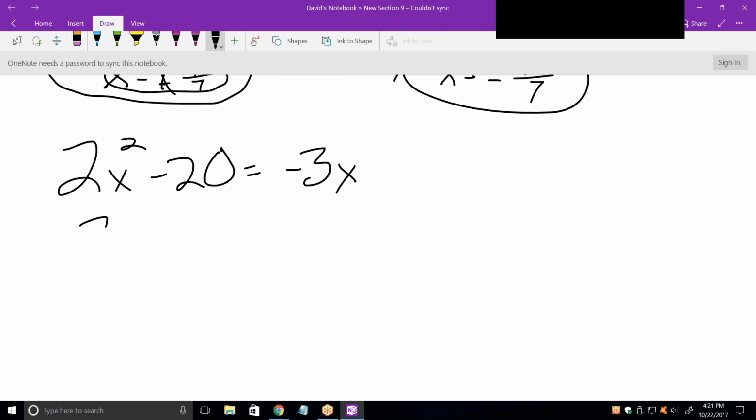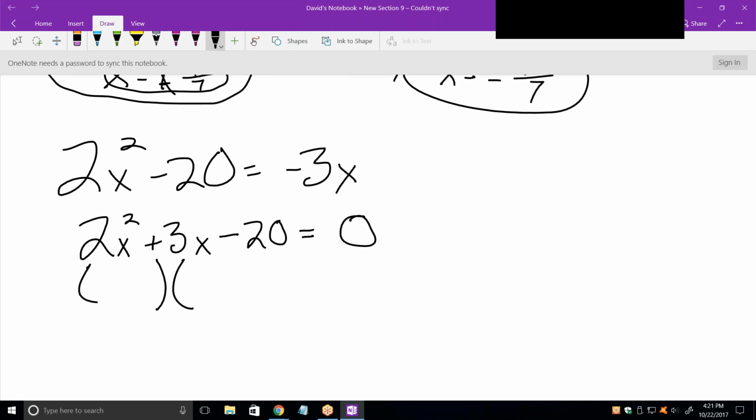Okay, so would we add 3x? Okay. Because you always want one side to say 0 if you're going to solve it as a normal quadratic. Now we have to determine whether we can factor it or not. And I'm betting it probably does factor. We haven't seen any yet that require the quadratic formula.